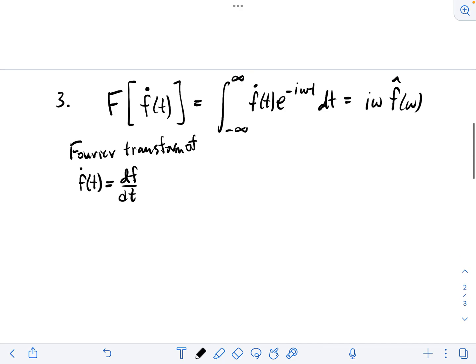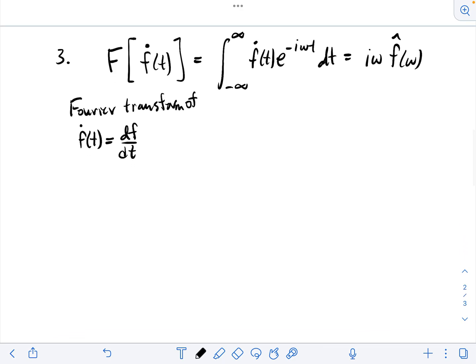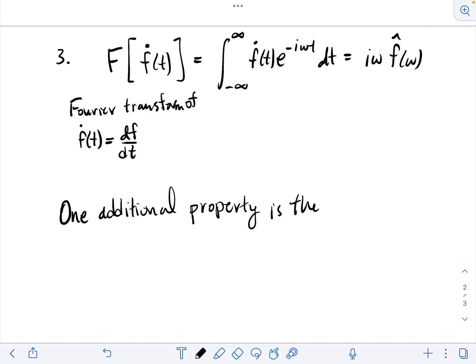I want to talk about one more, and this is one that we will discuss in detail. One additional property is the convolution property of Fourier transforms.